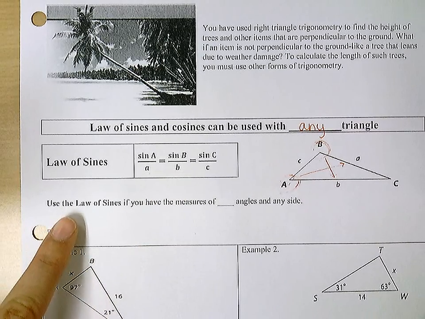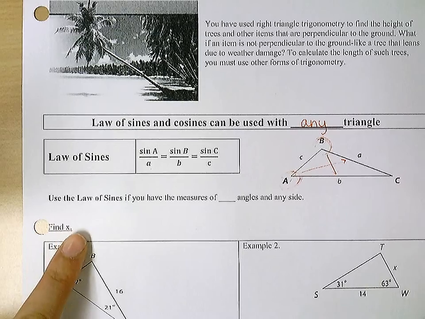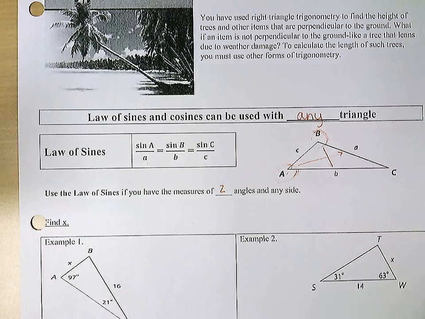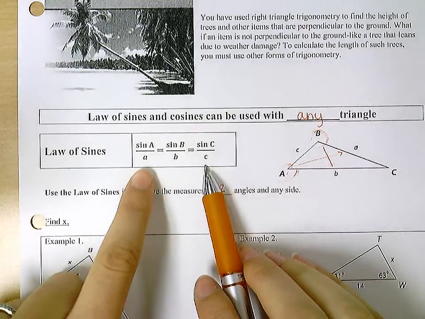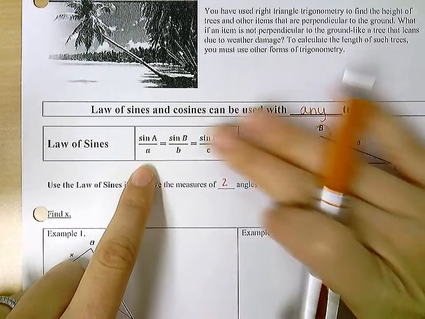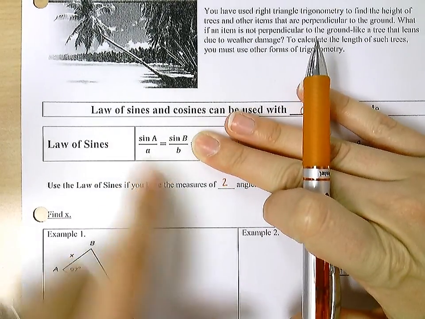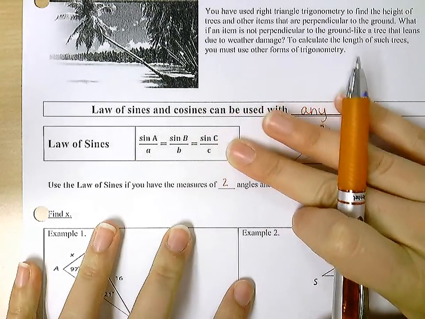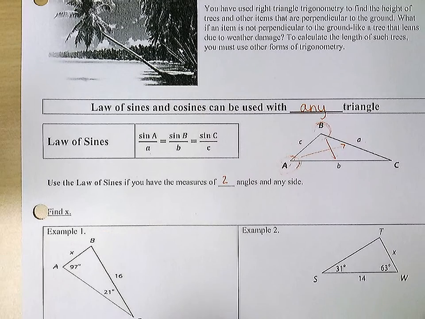So to use law of sines, you have to have the measures of two angles and any side. So you have to have the measure of two angles and at least one side. Now when we use law of sines, you don't need to use all three angles. So you can look at it as just this ratio equal to another ratio. You don't need the third one to set up an equation. So we are going to practice this.